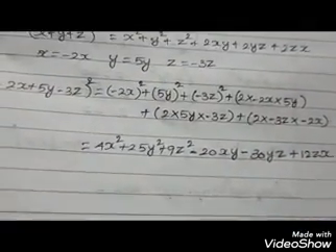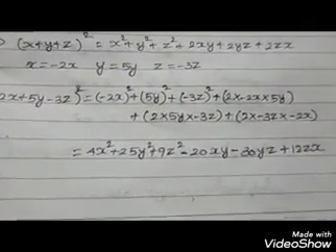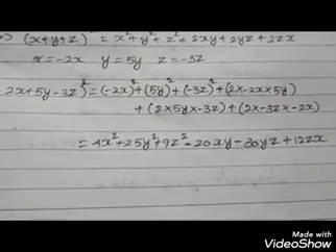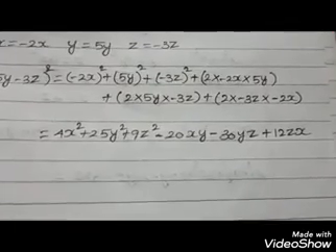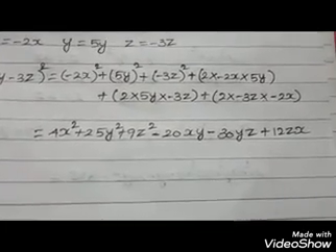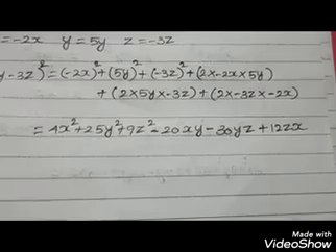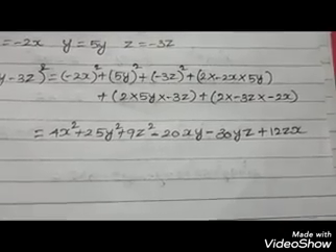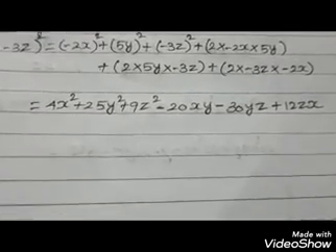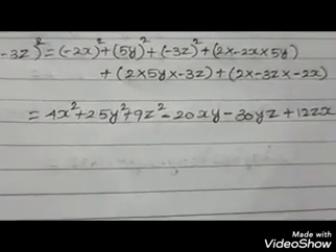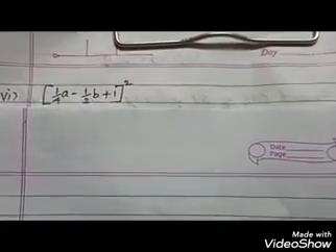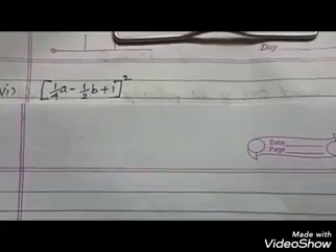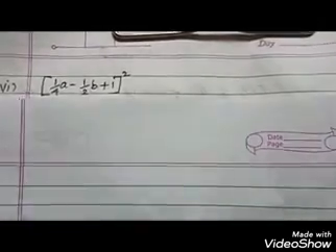So therefore the value of minus 2x plus 5y minus 3z whole square is equal to 4x square plus 25y square plus 9z square minus 20xy minus 30yz plus 12zx. Next we move on to the next question, sixth question. So the sixth question, 1 by 4 a minus 1 by 2 b plus 1 the whole square.